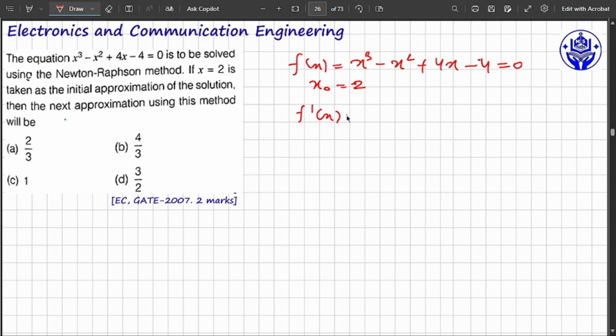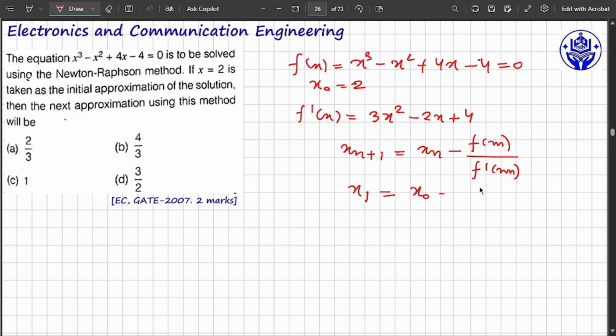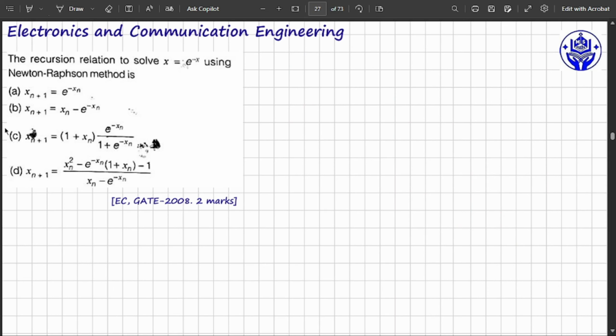So in this case, f dash of x will be 3x square minus 2x minus 4. So xn plus 1 equals xn minus f of xn divided by f dash of xn, so x1 equals x0 minus f of 2 upon f dash of 2. The values are as follows: 2 minus 8 by 12, then 4 by 3 will be the correct answer. So the second option is the correct one.